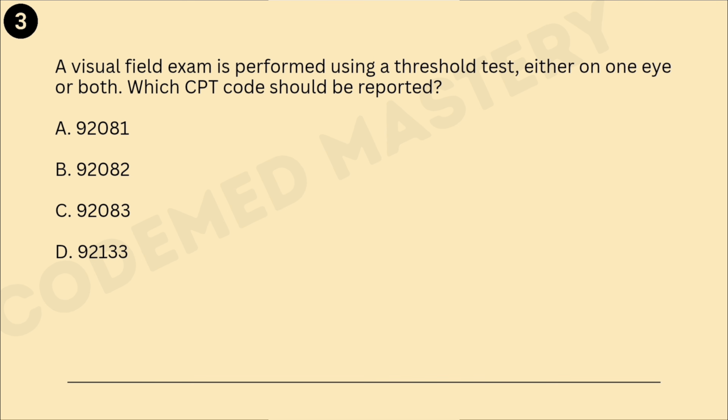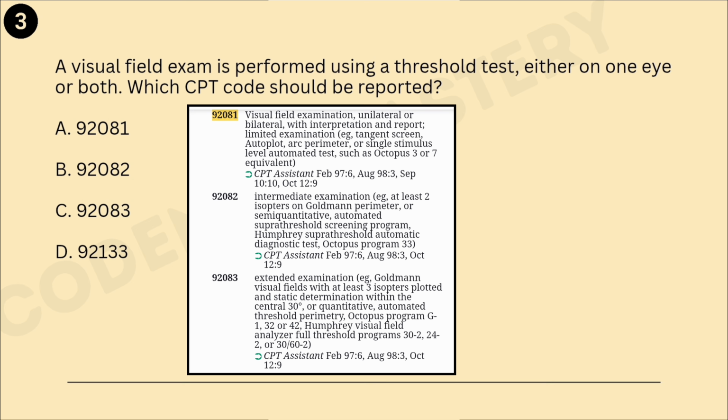A visual field exam is performed using a threshold test either on one eye or both. Which CPT code should be reported? Let us check the codes. 92081 is for visual field examination, unilateral or bilateral with interpretation and report, limited examination. 92082 is for visual field examination, unilateral or bilateral with interpretation and report, intermediate examination. And 92083 is for extended examination.